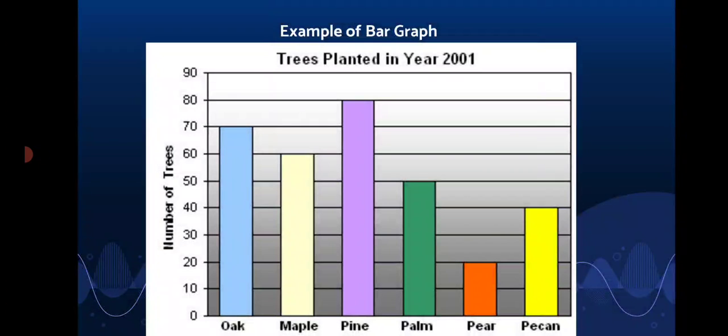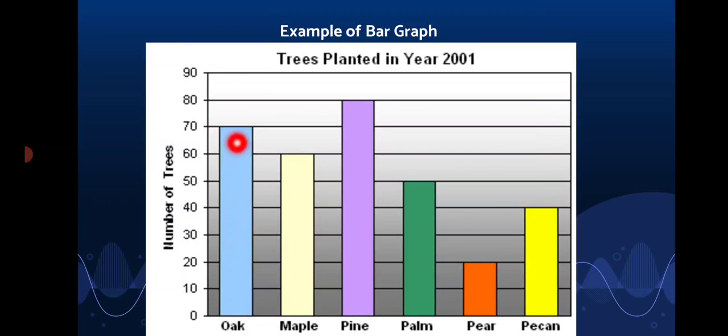As you can see, this is an example of a bar graph. This shows the number of trees planted in the year 2001. Down here you can see the names of the trees, the variety of trees that were planted, and this is the number of trees. So in 2001, 17 oak trees were planted. By looking at the graph, you get information.